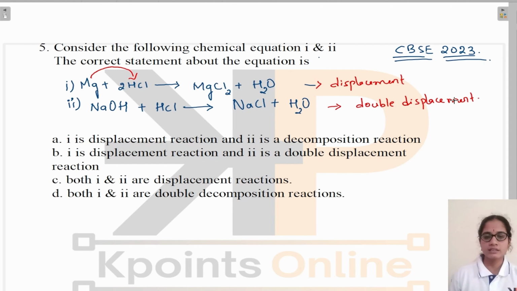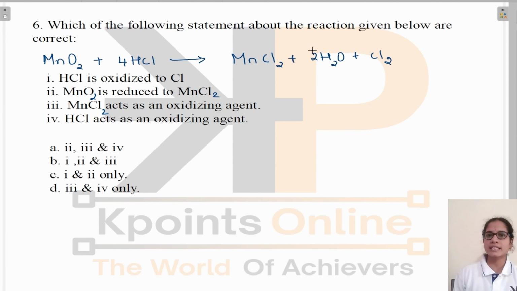So which will be our correct option? That is, 1 is displacement reaction and 2 is double displacement reaction. Okay, this will be our correct option. Then let us move to the next question. Which of the following statements about the reaction given below are correct?